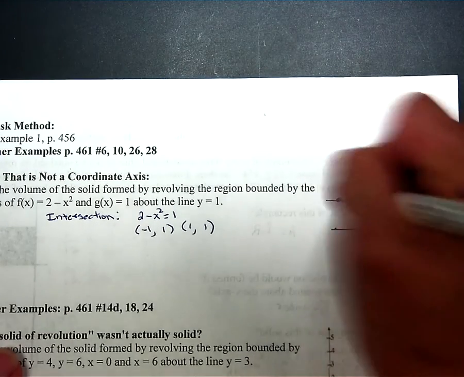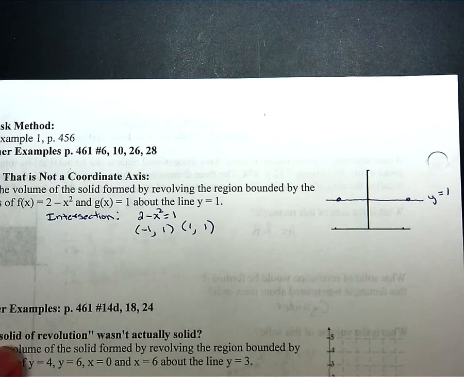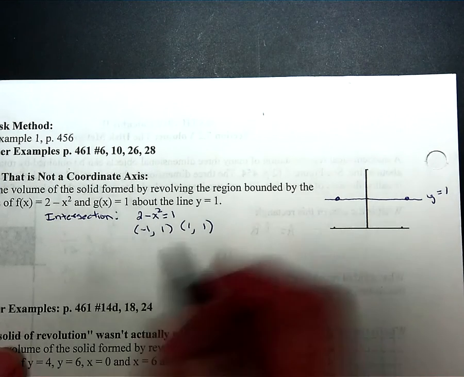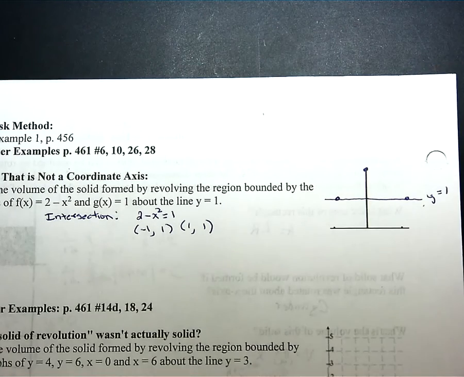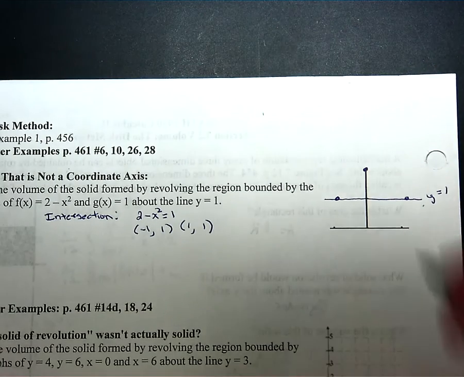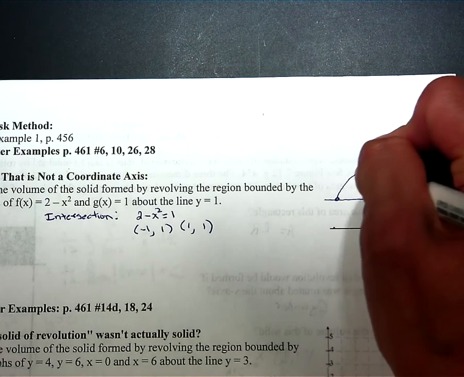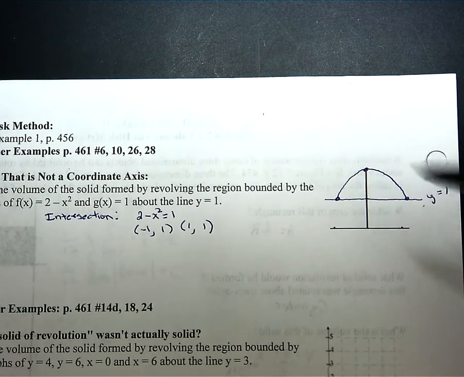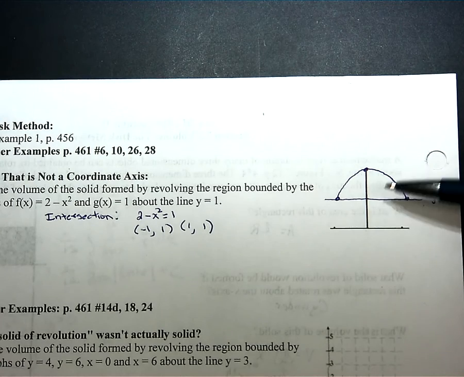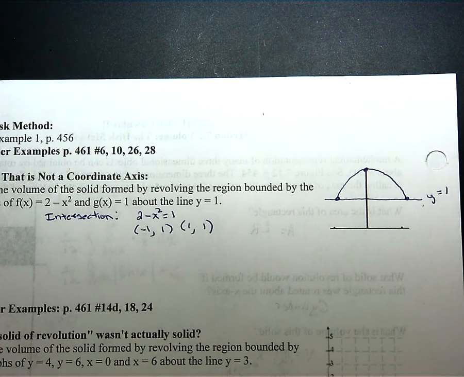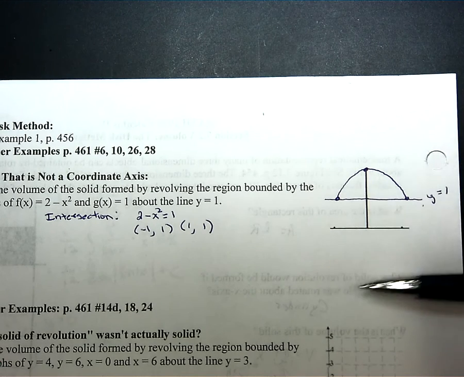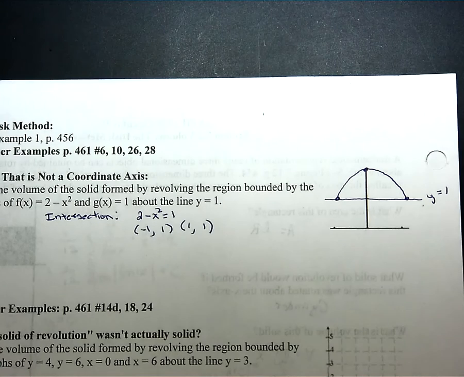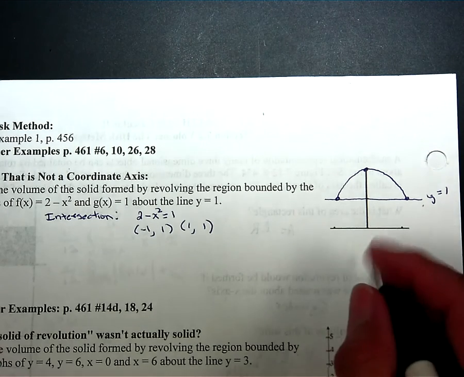So here's one point, here's the other point. We can also see that when we let x be 0, y is 2. So there's my piece of parabola that I'm going to spin around the line y equals 1, not the x-axis. Miss Emma, this one doesn't have a hole in it because I'm spinning it around y equals 1, but if I spun it around the x-axis, it would have a hole in it, which we're not going to talk about today.